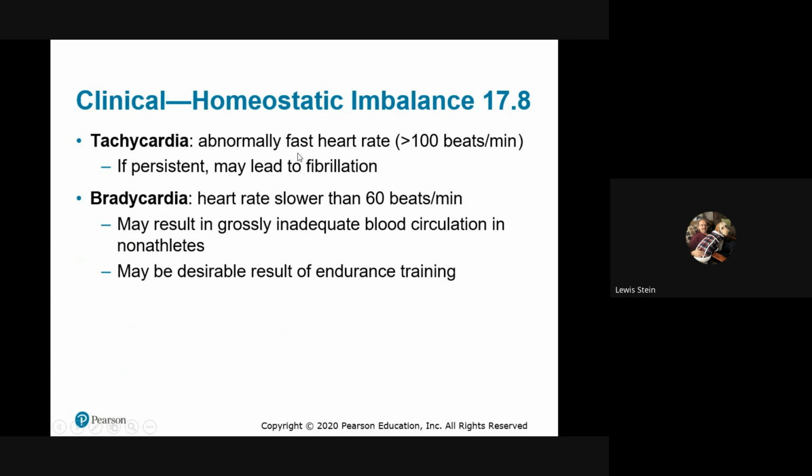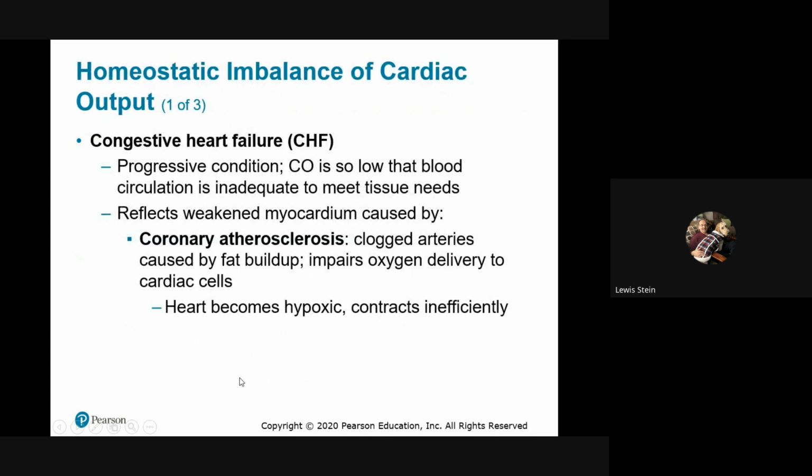So we call anything over 100 tachycardia normally, not when you're working on the treadmill, okay, you're allowed to be tachycardic. It depends if it's persistent. So that's the 60 to 100. We talked about normal sinus rhythm. Normal means not over 100, not less than 60, unless you have that athletic endurance training. Okay. And then what's the pitfall of all this? What are we leading to?